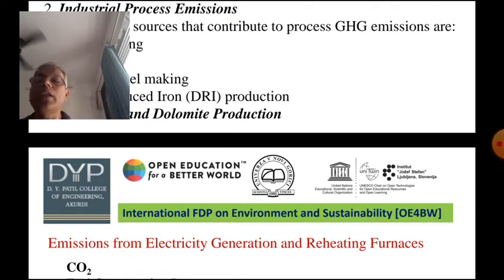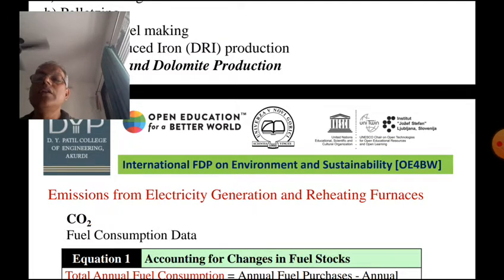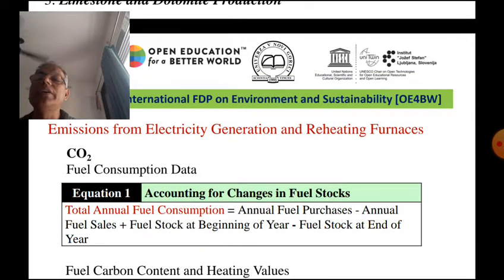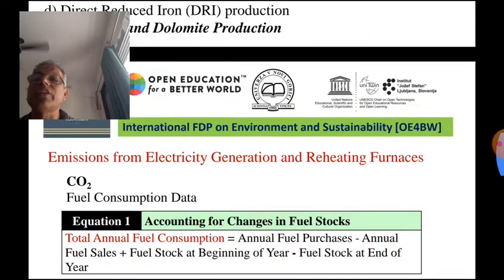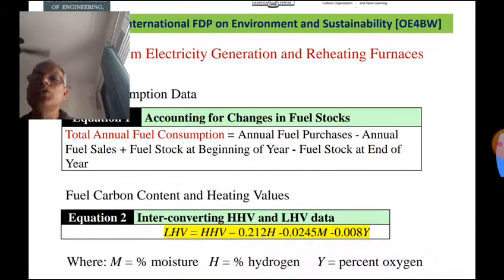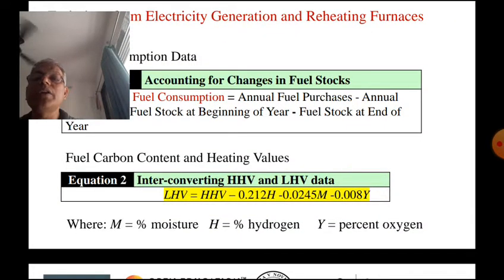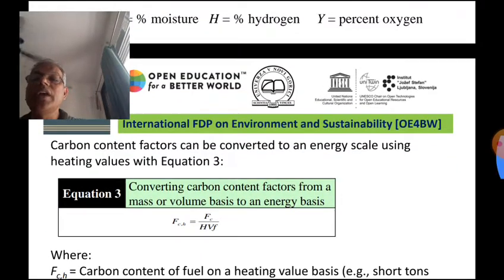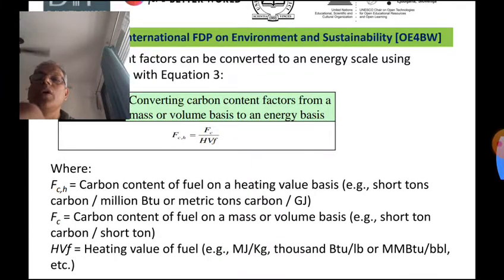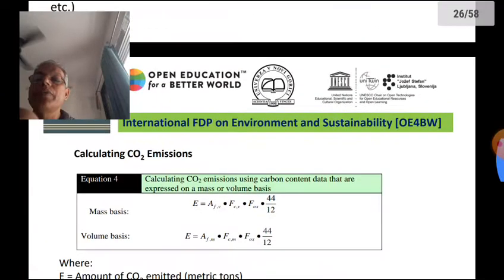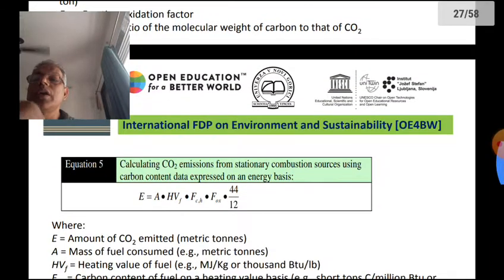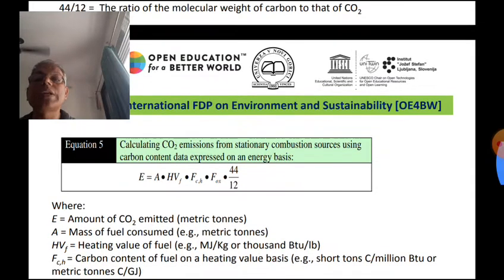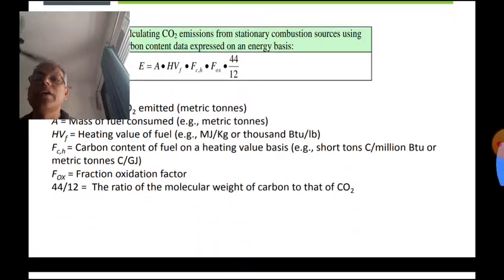So for all this, how to calculate this CO2? In the next 7-8 slides this gives you all the details, but I cannot go through each and every point. I will just show you the equations. So the emission from electricity generation and reheating, this is for the stationary one. Equation 1 gives you the total annual fuel consumption, then the fuel carbon content and the heating values. Equation 3 is converting carbon content factors from a mass or volume basis to the energy basis. Then equation 4 gives you the calculation of CO2 emission. Equation 5 calculates the CO2 emission from the stationary combustion sources using the carbon content data converted to the energy basis.